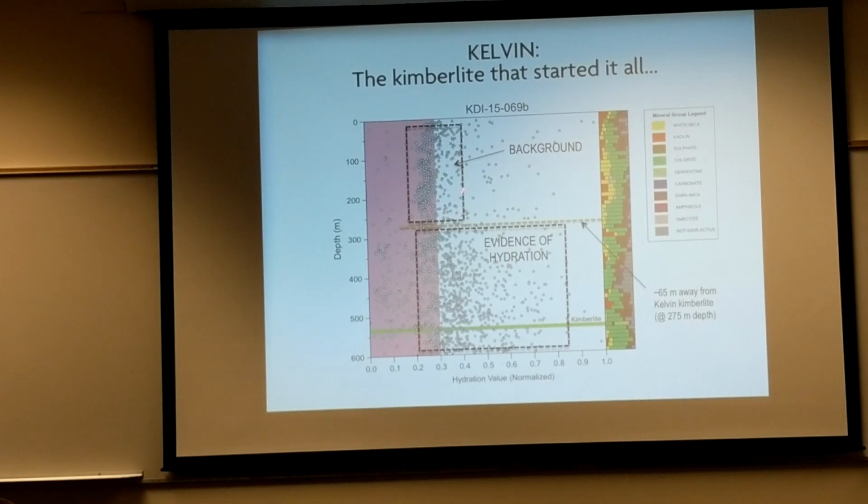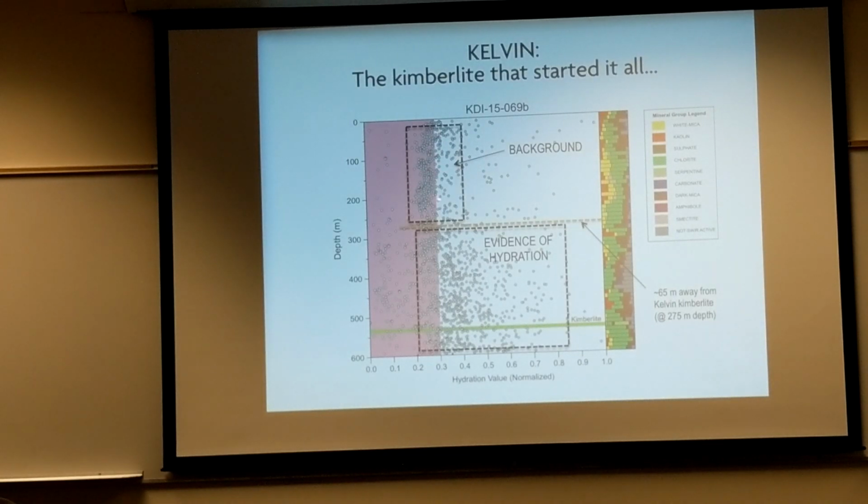This is what a background signature would look like. We're calling it the background. What it looks like away from the kimberlite, at this marker here, which occurs 65 meters away from the kimberlite, is that you start to have a change in how the data are showing up. They're plotting more in this hydrated field. There's still data plotting in the dehydrated or background field, but a lot more data are plotting in this hydrated field.